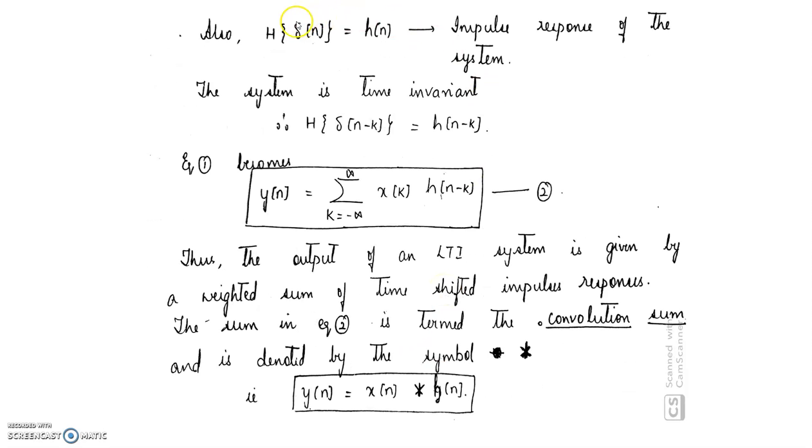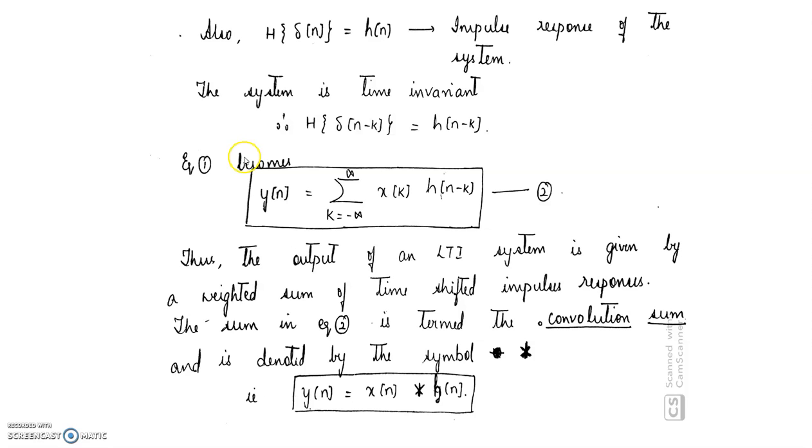Then you know that the response of a system to an impulse input is called the impulse response and is represented as h of n. Now, since the system is time invariant, we can apply the time invariant property. If you shift the input, that is delta of n as delta of n minus k, and apply it to the system, the output also gets shifted by the same amount. So that's h of n minus k. Therefore, H of delta of n minus k can be written as h of n minus k.